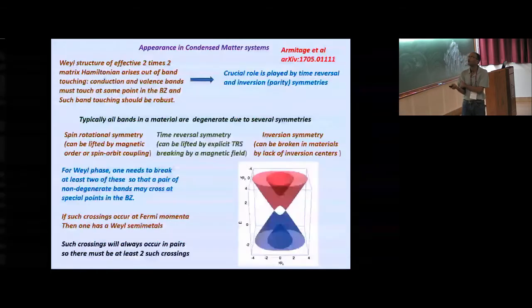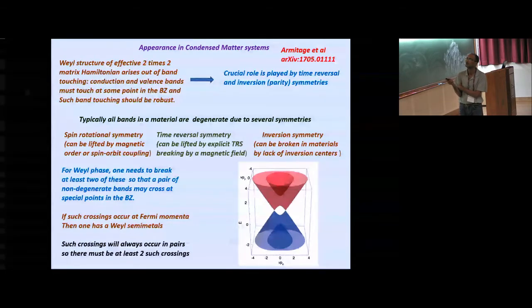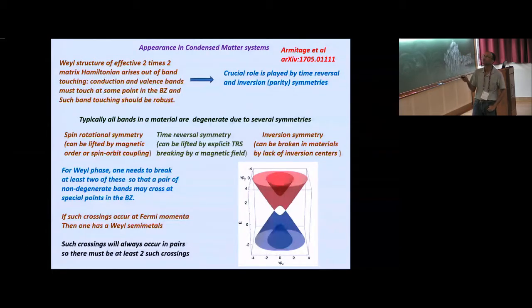Okay. Now in condensed matter systems, this kind of stuff appears by crossing of bands. So the Weyl structure of an effective 2x2 matrix Hamiltonian in terms of the sigma matrices essentially comes out of band touching. So if the conduction and valence band touch at some point in the Brillouin zone, and if this touching is robust, protected by some kind of symmetry, then essentially you have this Weyl structure. And the crucial role in this is played by time reversal and inversion symmetry.